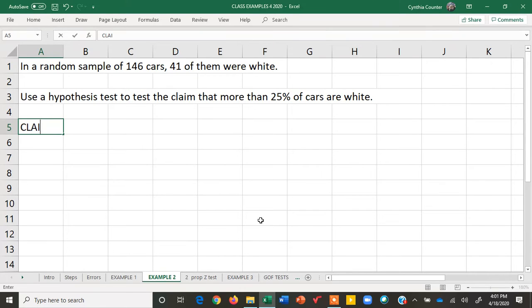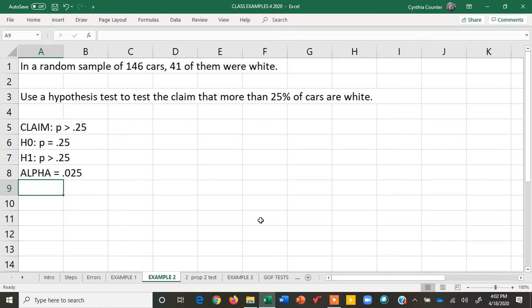So first step, we write down our claim, and this is a greater than claim about a proportion. So we have P is greater than 0.25. Our null hypothesis then, a statement of equality, will be that P equals 0.25. And the alternative hypothesis, H1, will end up being the claim P is greater than 0.25. We need to select our alpha, so we will use the 0.025 that we've been using.